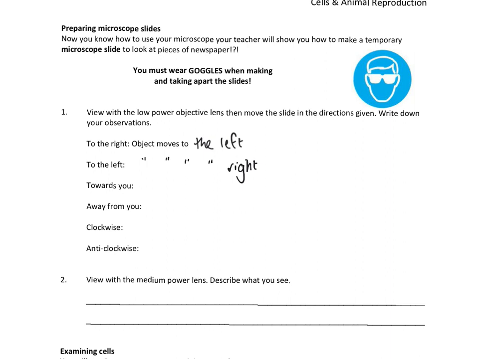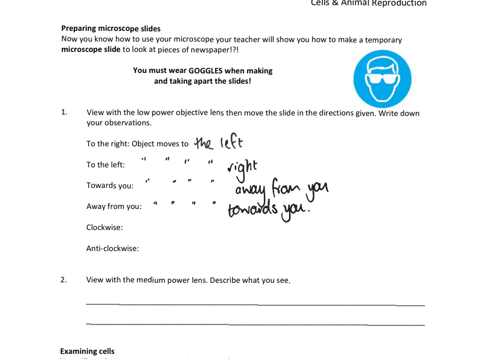But that's a bit like saying towards you and away from you. So if you move the slide toward you, the object or the image would move away from you. And if you move the slide away from you, the object moves towards you. The next one we didn't talk about in the video, but you can have a think based on what we've seen so far.